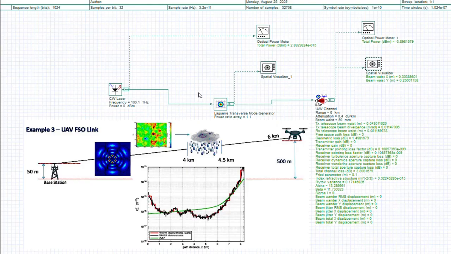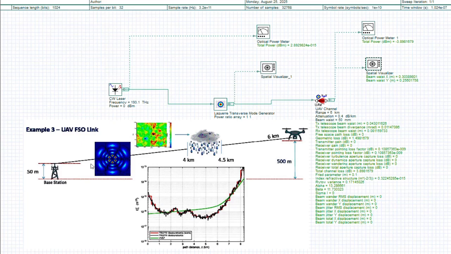In this particular example, examine the propagation of light from a base station fixed to ground and a UAV receiver that is 500 meters above the ground level with a line of sight 6 kilometer transmission distance, as we have done in the previous two examples. In this example, we'll examine two additions to the UAV FSO link.